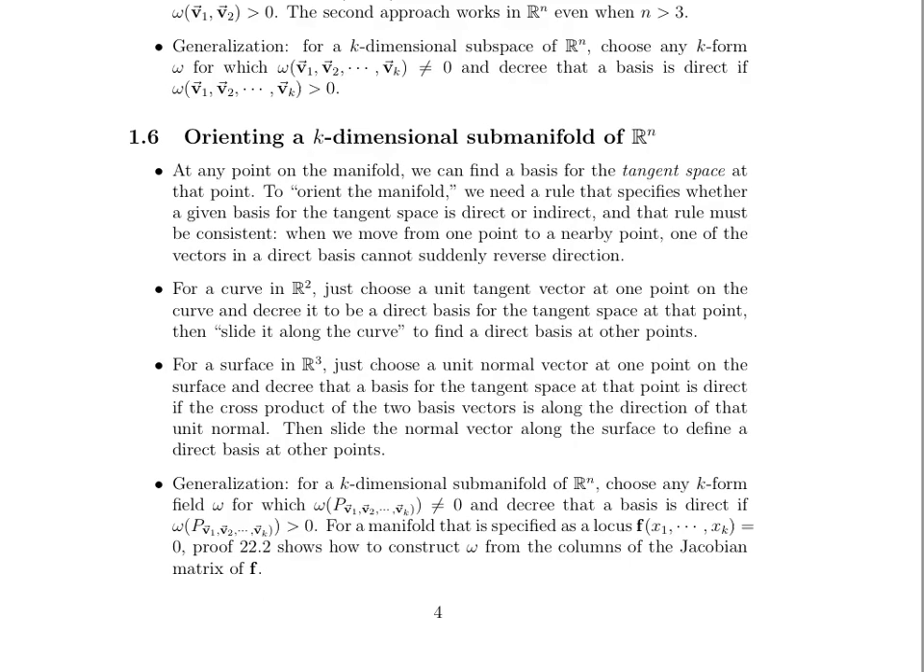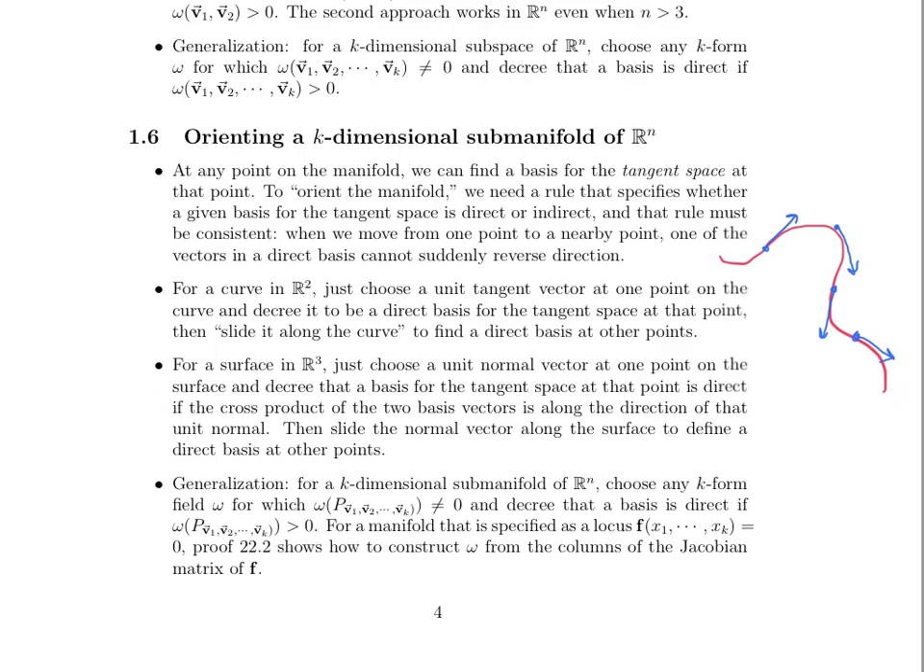Let's look at some concrete examples. You'll do actual serious computations in class, but just conversationally, hypothetically, let's look at a curve in R2. If we have a curve in R2, voila, a curve. And we're able to parameterize it, traveling from one part of the curve to the other. We just choose a unit tangent vector at one point on the curve and decree it to be a direct basis for the tangent space at that point. And then we can slide it along the curve to find a direct basis at other points.